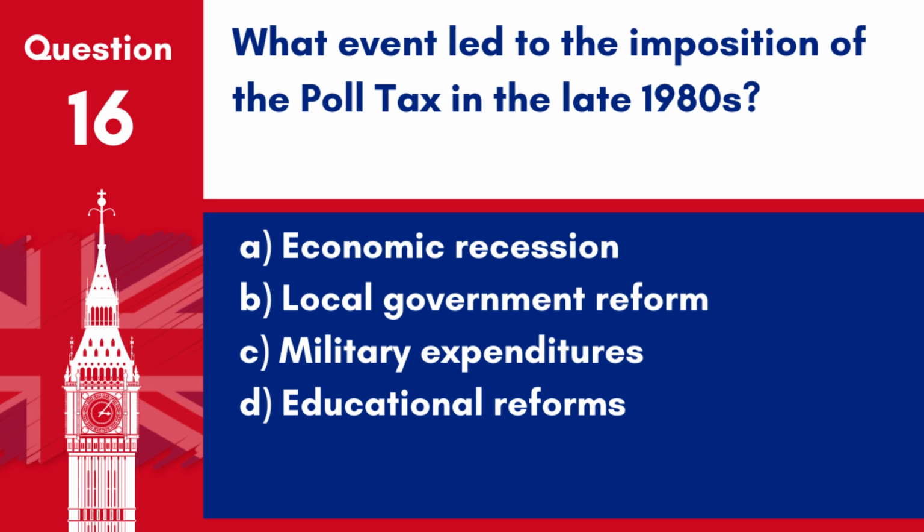Question 16. What event led to the imposition of the poll tax in the late 1980s? A. Economic recession. B. Local government reform. C. Military expenditures. D. Educational reforms. Answer: B. Local government reform. The imposition of the poll tax in the late 1980s was a result of local government reform initiatives aimed at changing the funding mechanism for local authorities in the UK.